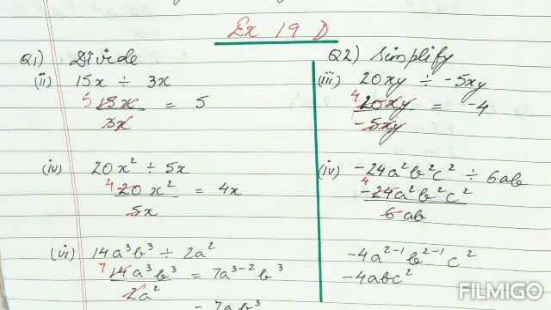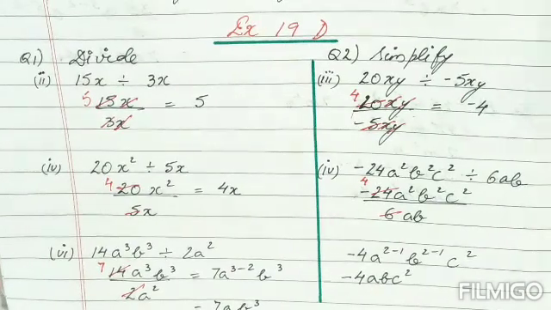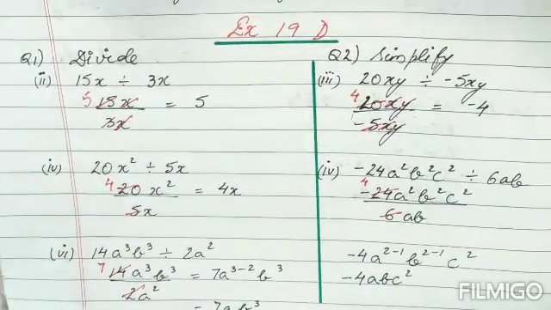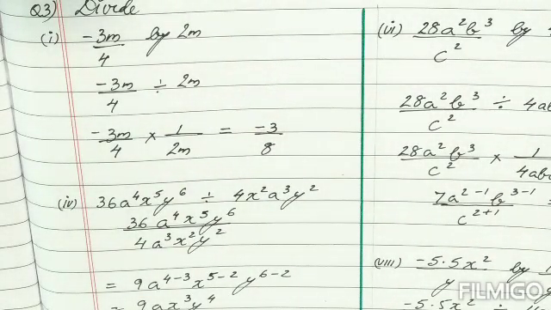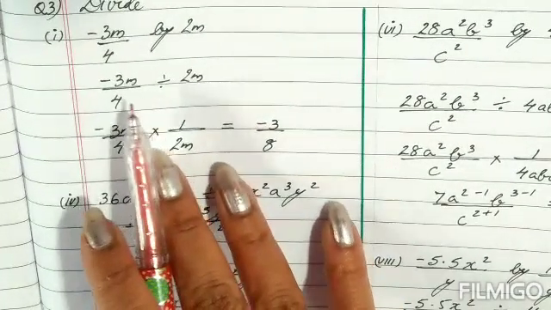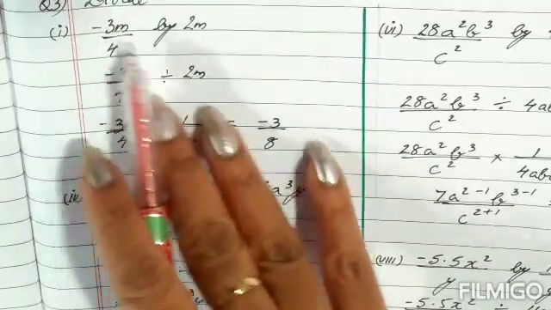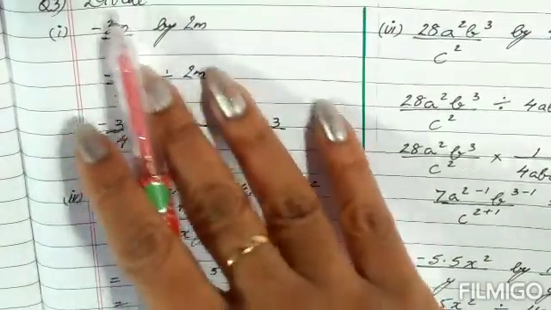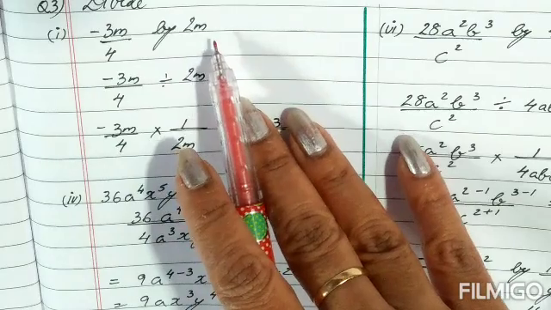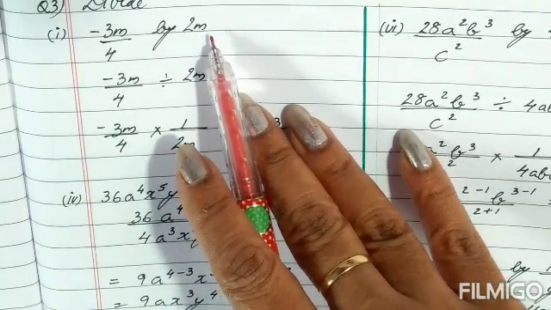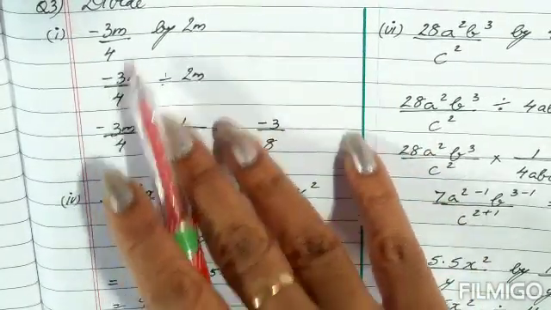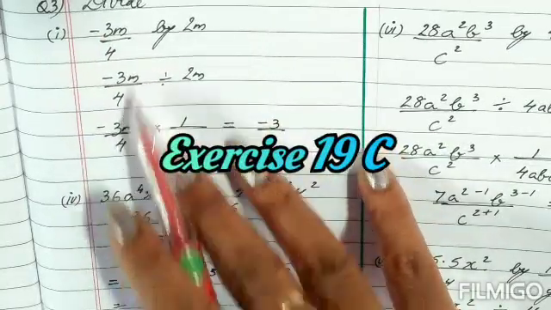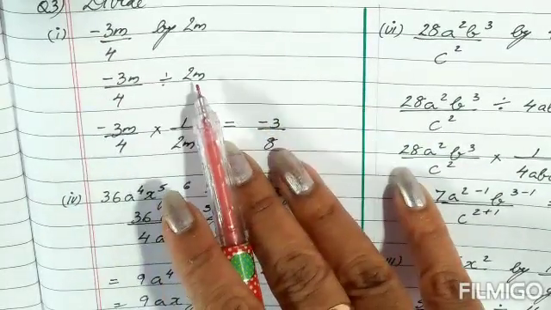So I have explained you question number 1 and 2. Let's see the further questions. Let's see question number 3, children. That is divide. Now this is a little different question, children, because this is given in the form of a fraction and then it has to be divided by one single term over here. Now how are you going to divide it? Minus 3m upon 4, the way it is written, we are going to write divided by 2m.